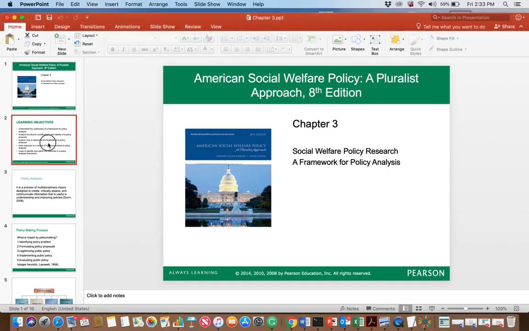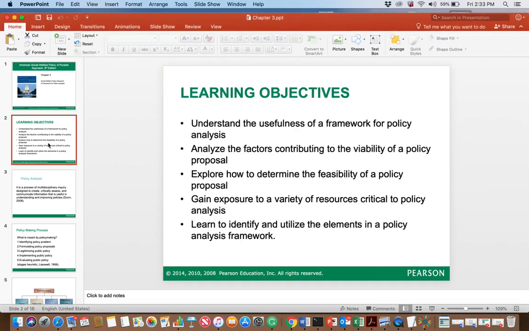So, today's learning objectives are 5 key areas that you need to learn. 1. Understand the usefulness of a frame of policy analysis. In other words, why do we use a framework to analyze social welfare policy? You need to understand that, the importance of that.